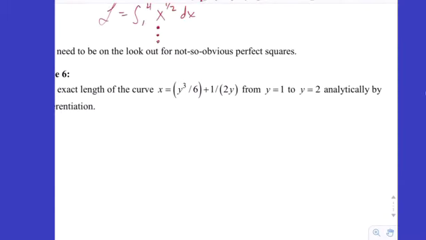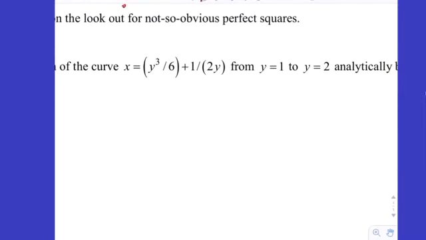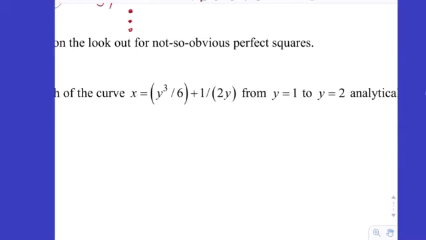Find the exact length of this. x equals y cubed divided by 6 plus 1 over 2y from y equals 1 to 2. Oh, everything is solved for x again. I don't like that. It's the very, very beginning. We haven't started. Should we do what we just did on the previous one? I'm going to go ahead and change the variables in the very, very beginning. So I'm going to get y equals 1/6 x cubed plus 1 over 2x from x equals 1 to x equals 2.